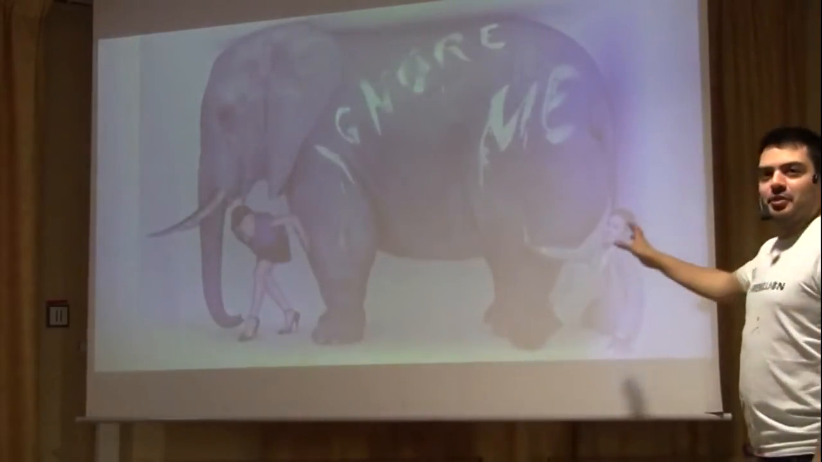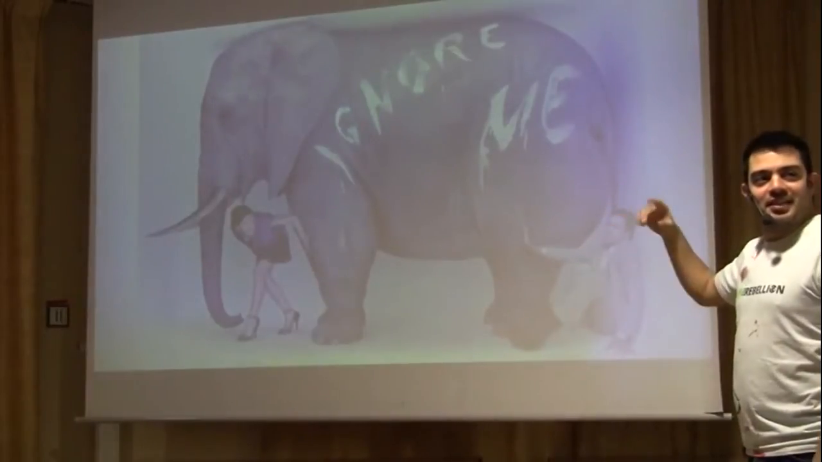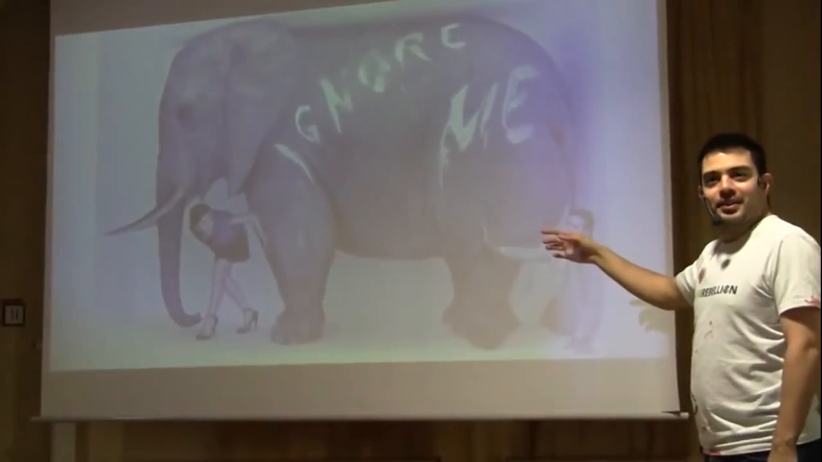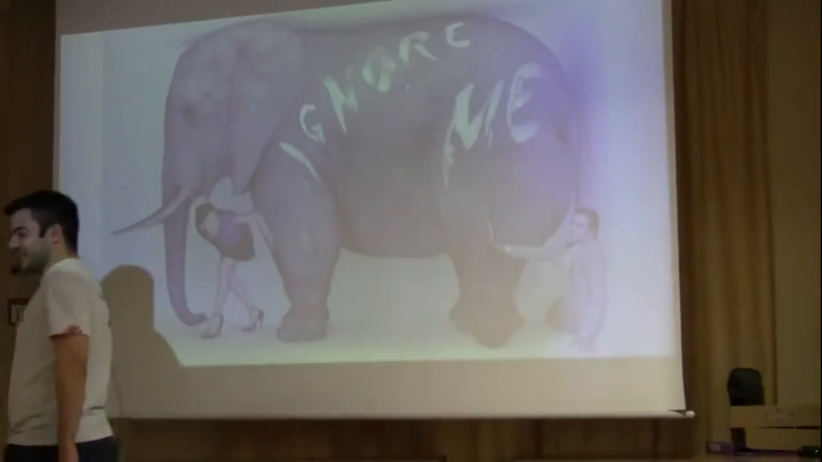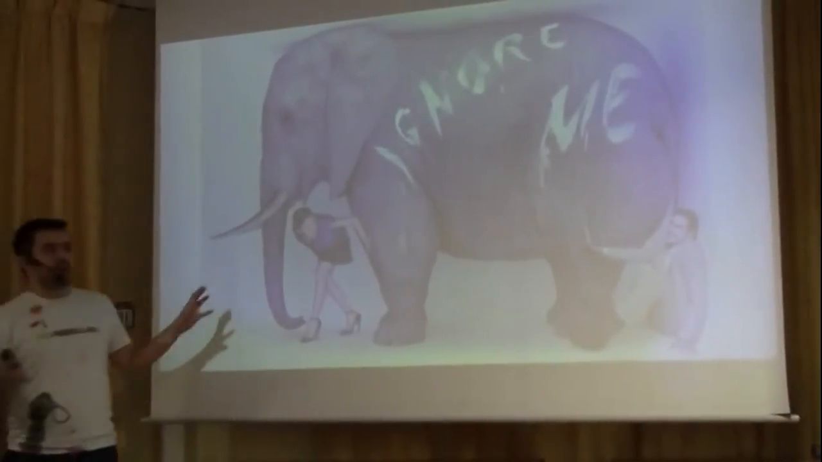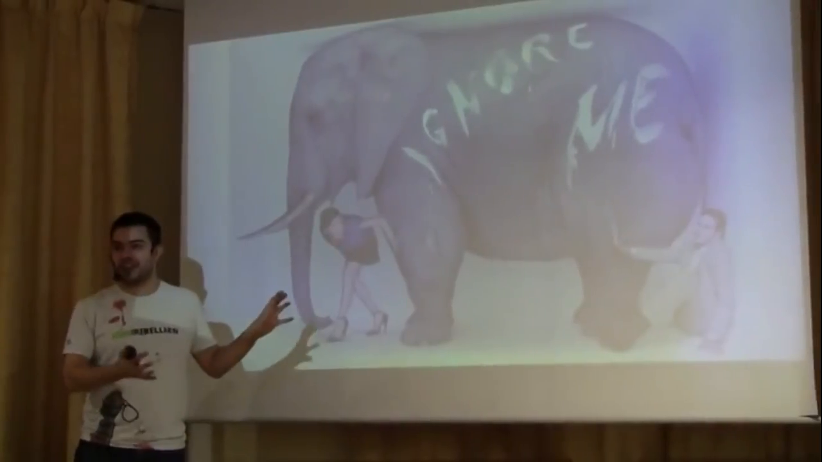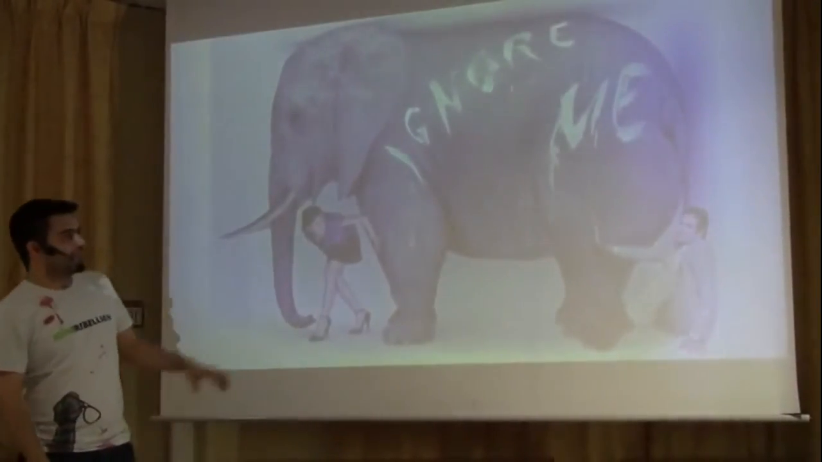Ignore me, there's an elephant in the room. Does anyone understand that there's an elephant in the room? I'm going to take this out of my slides from when I travel. This must be a British phrase. It means there's something massive in the room and we're ignoring it. We're trying our best to ignore it. So this means ignore me.